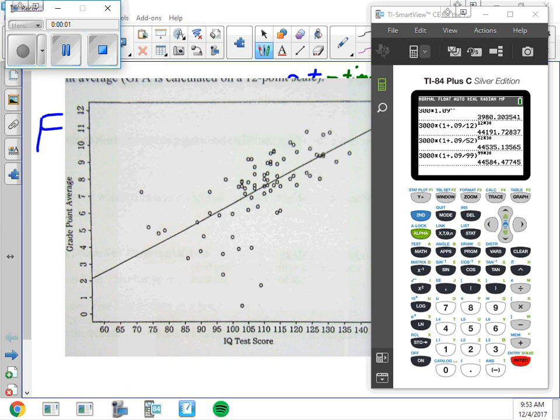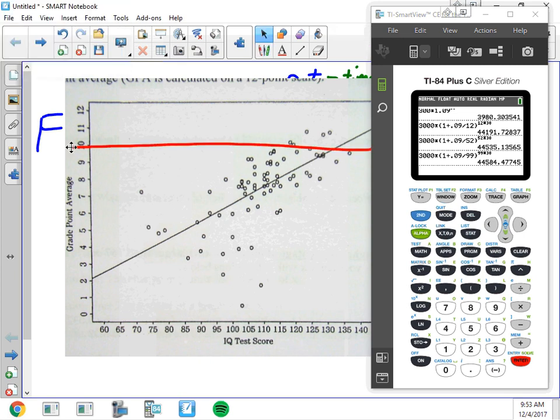Okay, practice test number 1. What is the IQ score of a student who has the lowest GPA? So we're going to find the student who is lower than any other, and that person would be right there. What is the IQ? 103, 104. As long as you're within 1, you'll be fine.